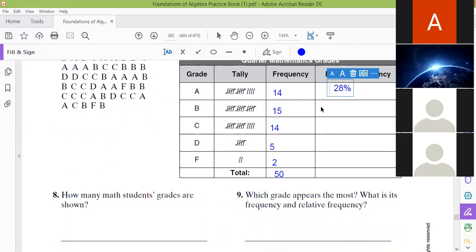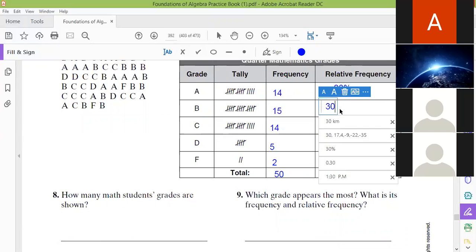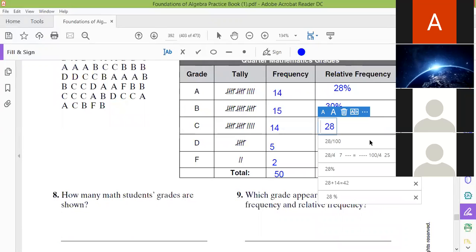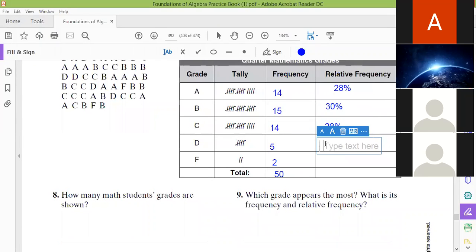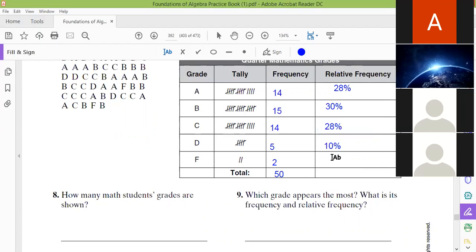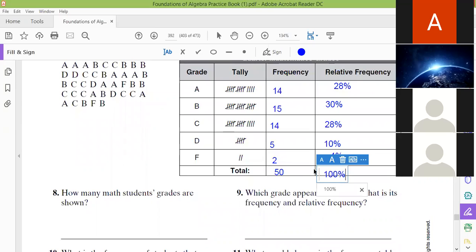28%. Next one. 15 over 50 times 100. 30. Very good. Next one. 14 over 50 times 100. It will be the same, 28. Then 5 over 50 times 100. It's 10%. Then 2 over 50 times 100. 4. Okay.